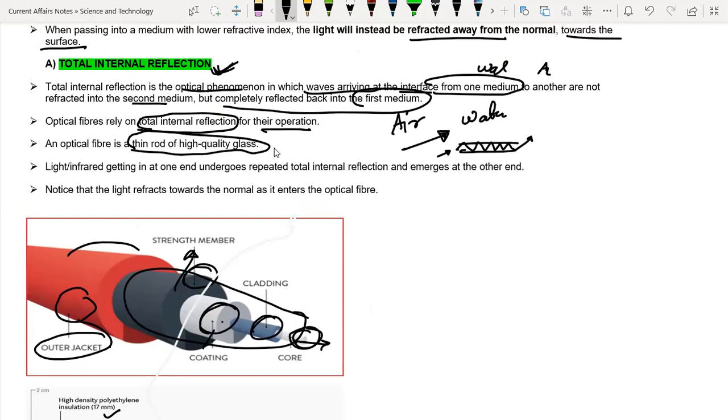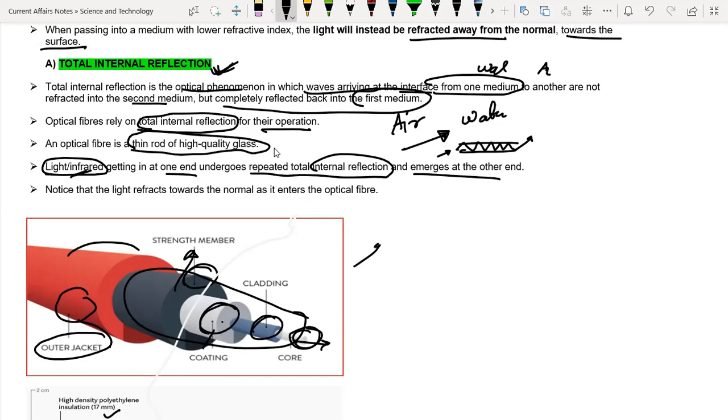You can just say its diameter is slightly more than our hair. Okay. And light, that means infrared light, getting in at one end undergoes repeated total internal reflection as it emerges out at the other end. I show you in this picture.